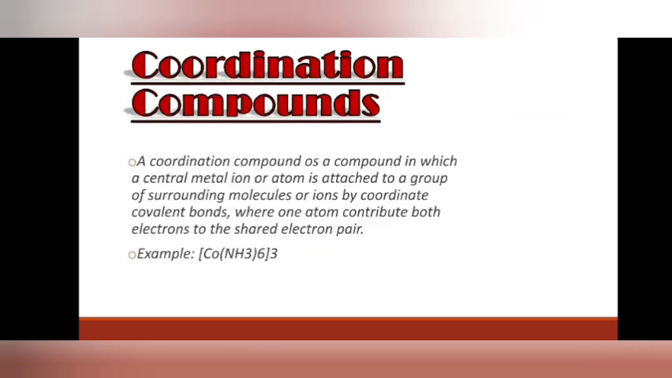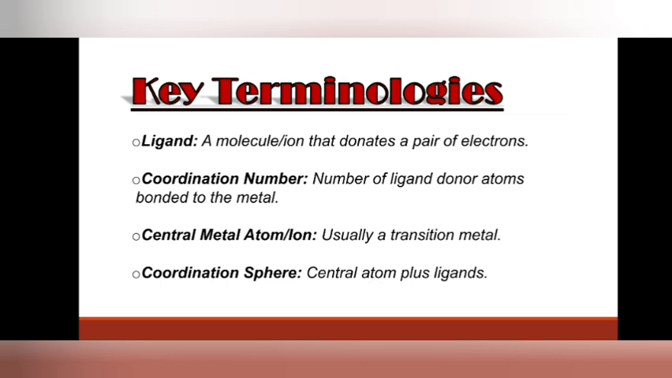Let's go back to the previous example. Cobalt is bonded with 6 NH3, so its coordination number is 6 because 6 amines are present. So the number of ligands, which are donor atoms because they are donating a pair of electrons, tells the coordination number. If 6 ligands are present, as in the previous example, then the coordination number will be 6. Central metal atom and ion. I have told you before that the central metal in a coordination compound, the atom that behaves as a metal and is present in the center, is usually a transition metal.